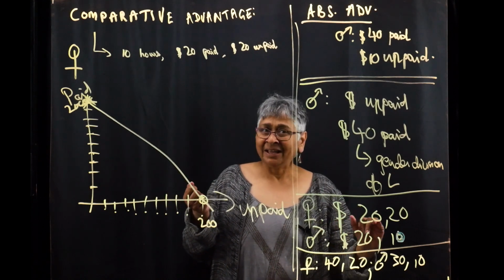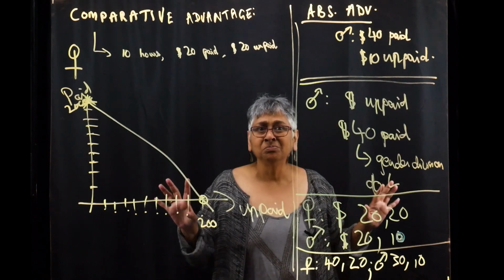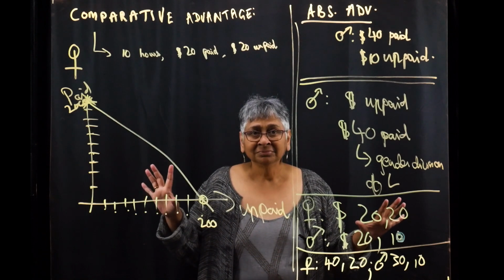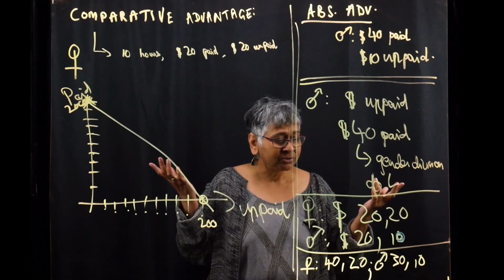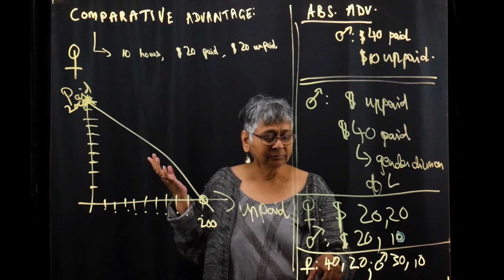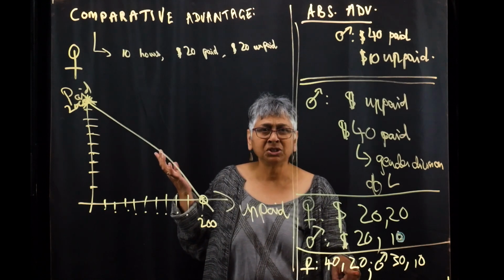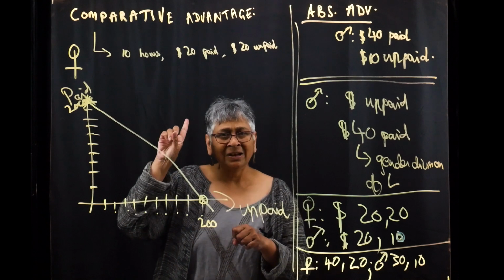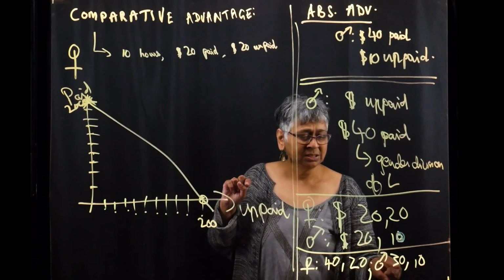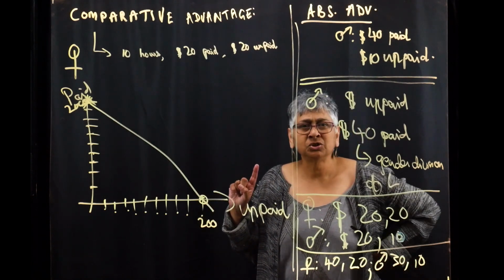I'm not saying this is reality. I'm just saying let's take this as your most extreme uber feminist case. All right? Look what happens. In this case, women are better at paid labor compared to unpaid labor at a rate of 2:1. Men are better at paid labor compared to unpaid labor at 3:1.